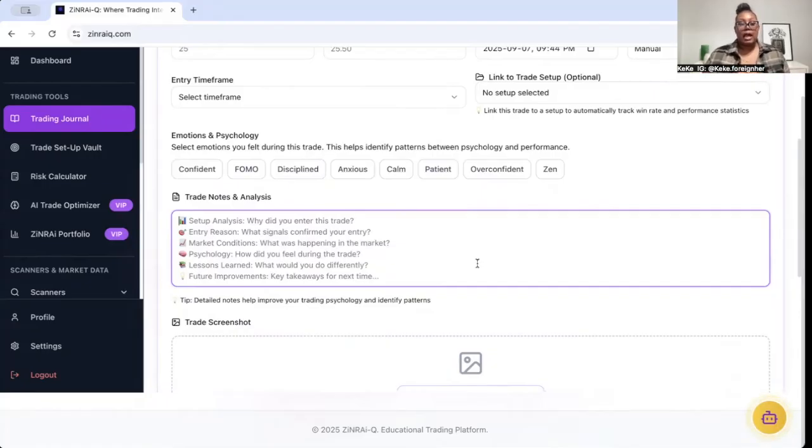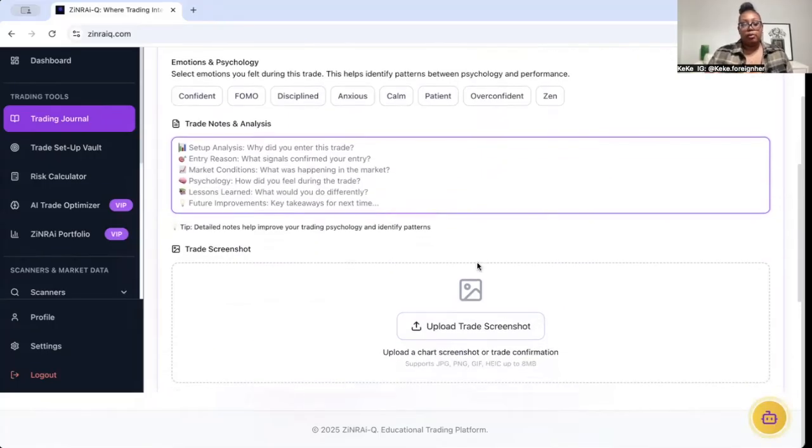Okay. And then you just want to add notes and any type of things or conditions that you think are going to help you. You can also add a screenshot from TradingView just to make sure it's super clear the setup you took and the analysis that you saw.